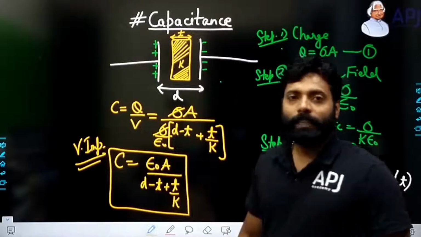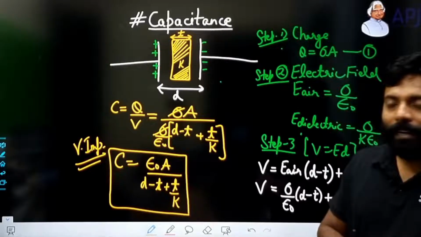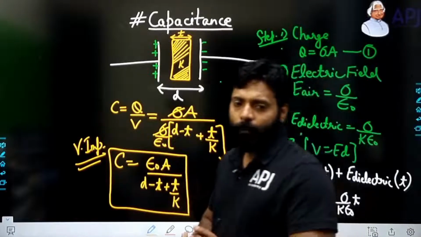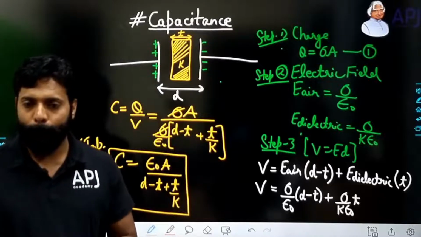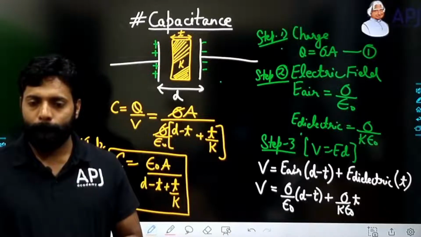ठीक है, T is equals to epsilon naught A upon D minus T plus T by K. This is a very important formula. So you must remember this formula. Shall we move?